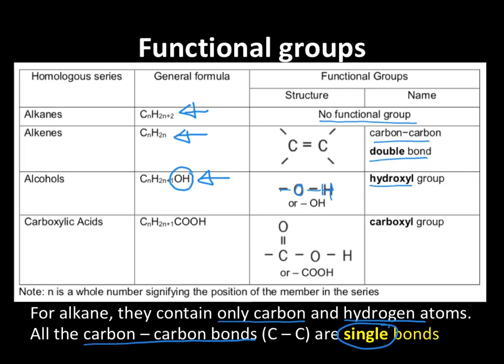Okay, the next family, carboxylic acid. Carboxylic acids have a general formula of CnH2n+1COOH. And again, this COOH is your functional group called the carboxyl functional group, or in some books, it is written as the carboxylic acid functional group. Okay, carboxylic acid functional group.